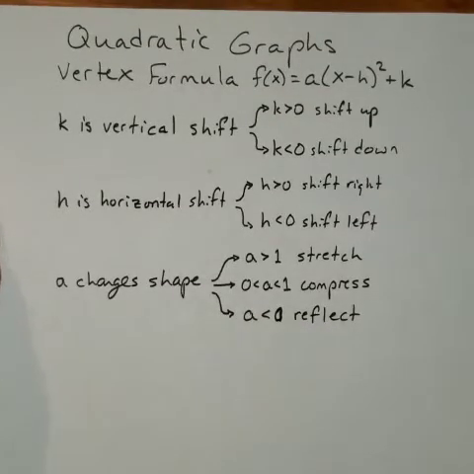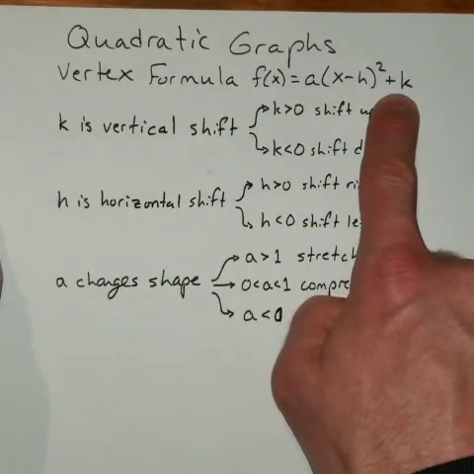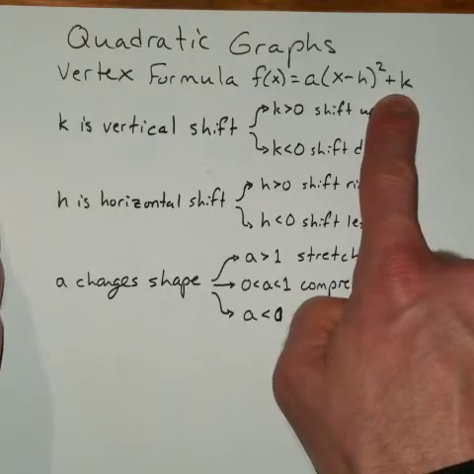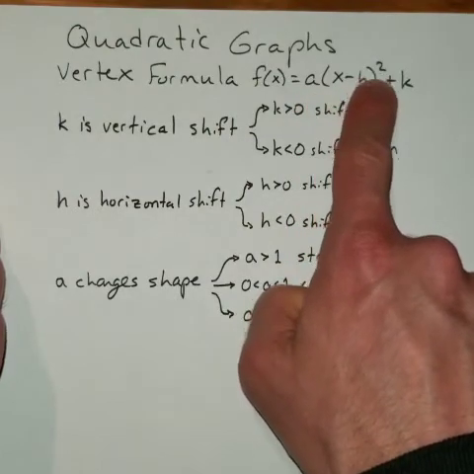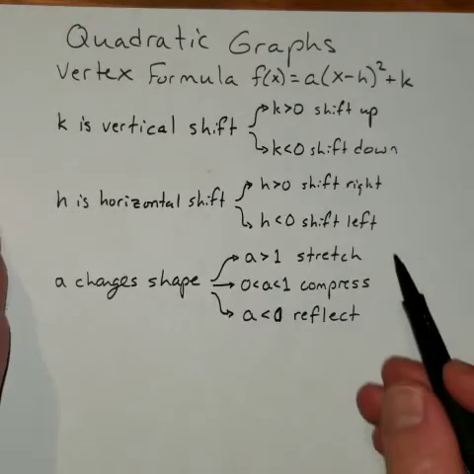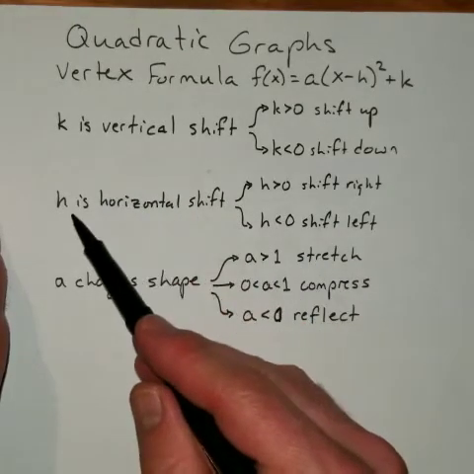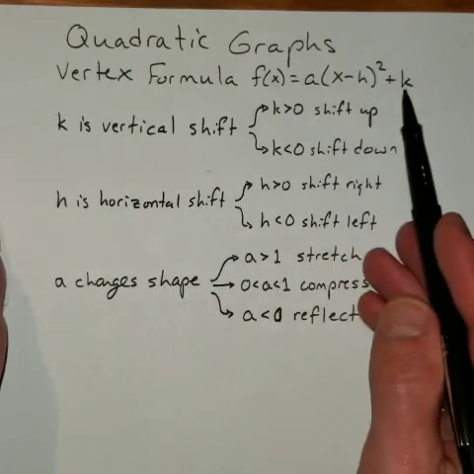So basically, if I combine all of these together, I get a new formula for a quadratic function. It's called the vertex formula. Okay? It's a times the quantity x minus h squared plus k. Now the reason it's called the vertex formula is because if you think about where the vertex goes, originally with the x squared function, the vertex is at the origin. But when you shift vertically k units and horizontally h units, the vertex simply becomes h comma k.